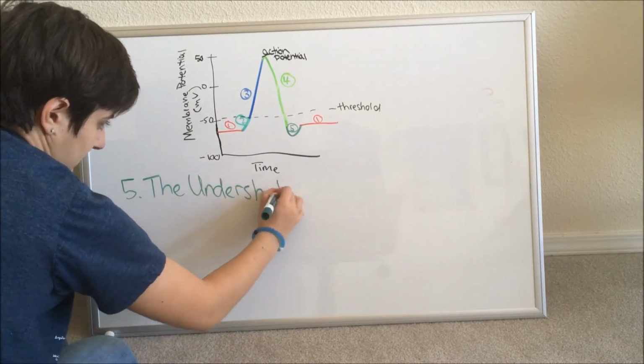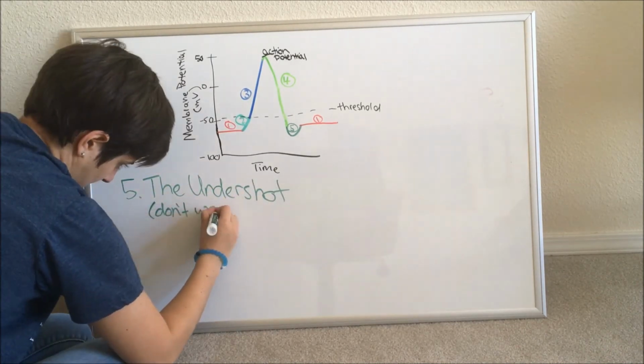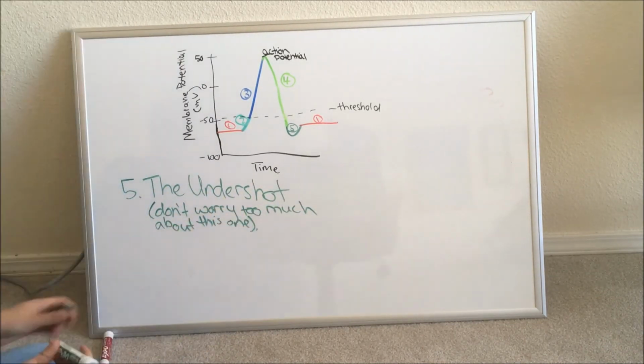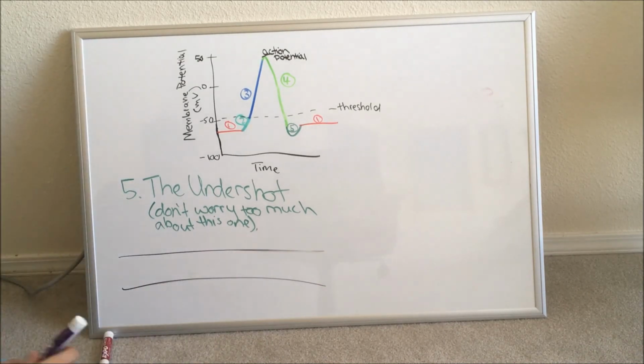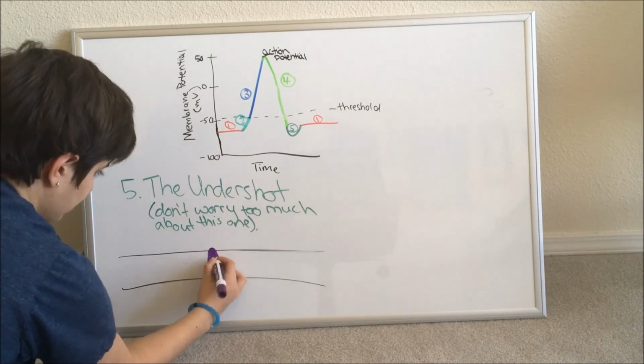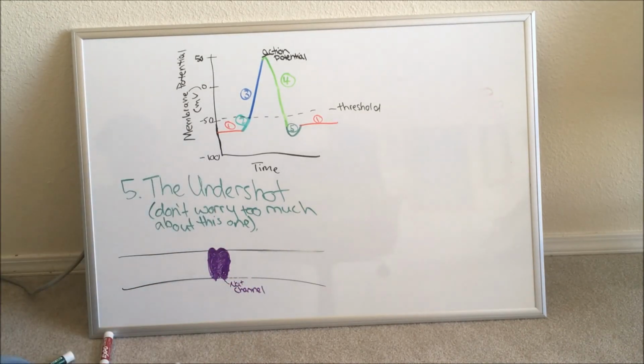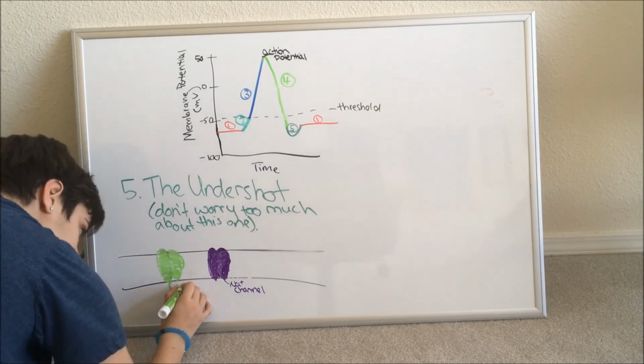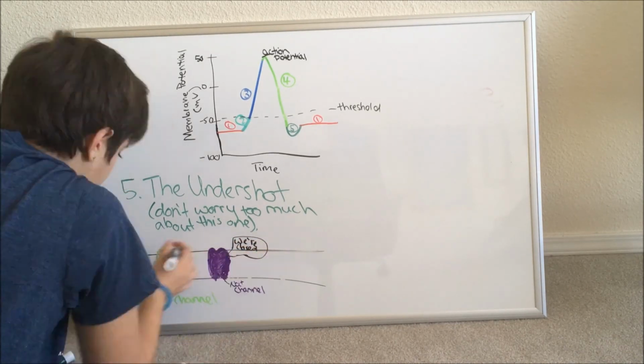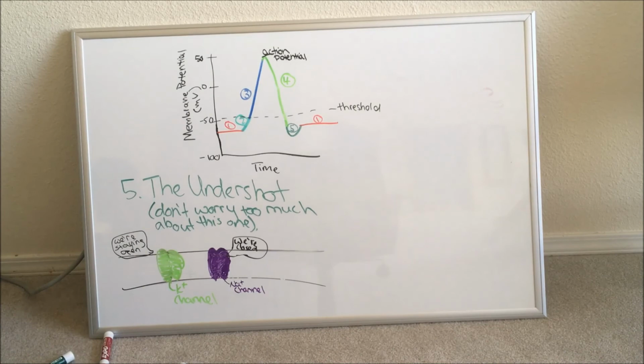That little dip in the graph represents the undershoot, during which sodium ion channels are closed, but more potassium ion channels stay open than at resting potential. This results in the membrane potential dropping below where it is at resting potential. Don't worry too much about this phase though, as it is more detail than what is needed for this course.